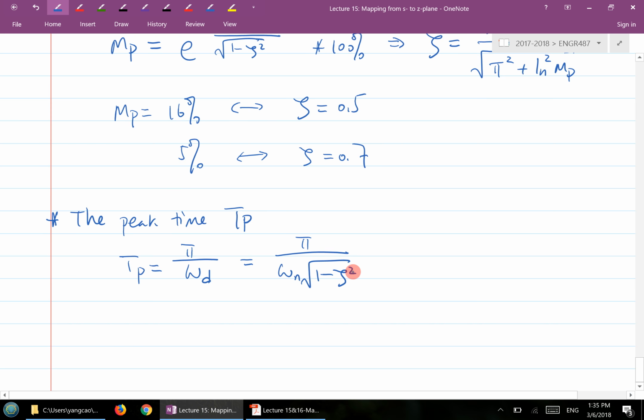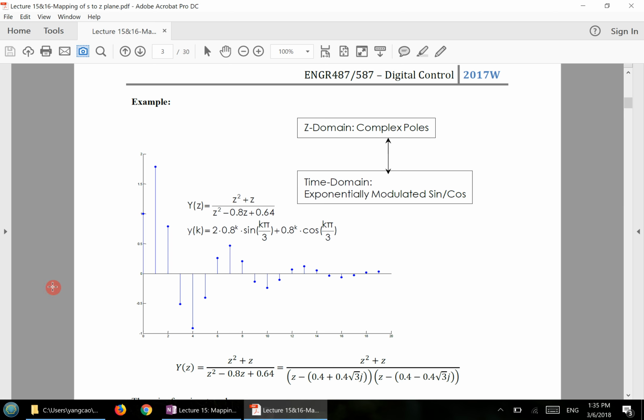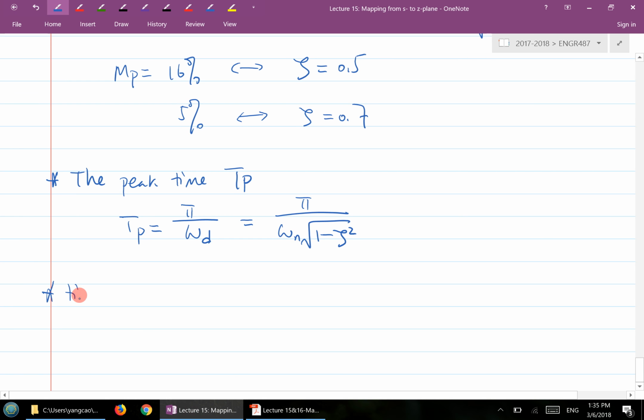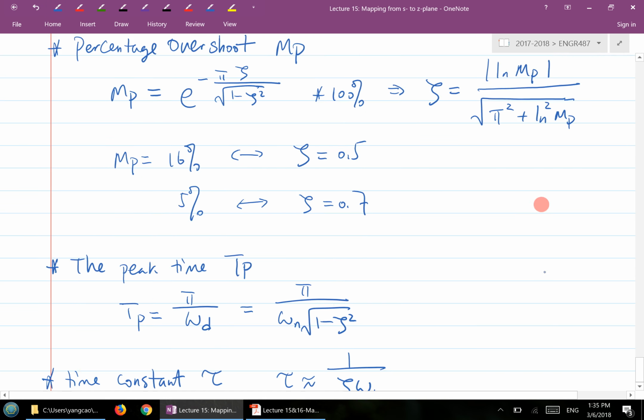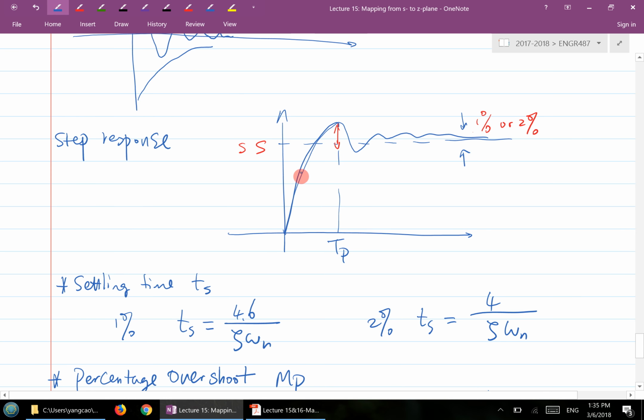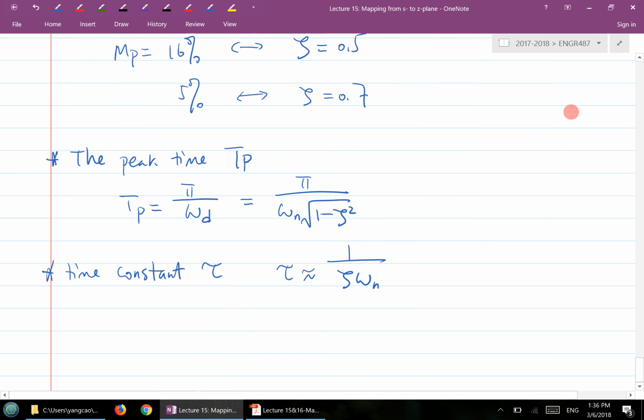Okay. So that's how you can get roughly this peak time based on the second order system. And also another one is called the time constant, tau. The time constant tau in this second order system is approximately 1 over zeta omega n. That concept is basically how long it takes to reach 63% of the steady state value, right? And that's your time constant tau.